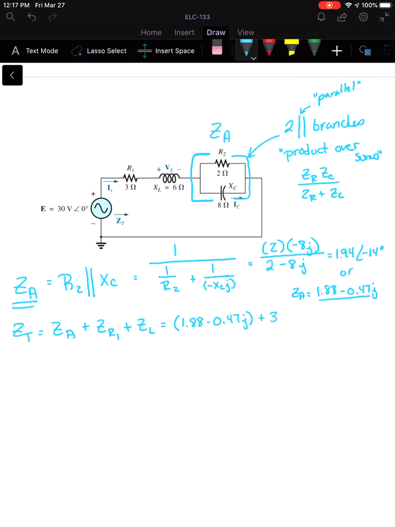And then I'm going to add my ZR1, which is 3 at 0 degrees, so I can leave off the 0 there. And ZL would be 6 at 90 degrees, or 6J if you're looking at this in rectangular form. So ZT in this case is, in rectangular form, 4.88 plus 5.53 times J, or in polar form 7.38 at an angle of 48.56 degrees.